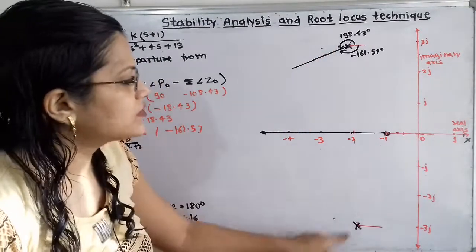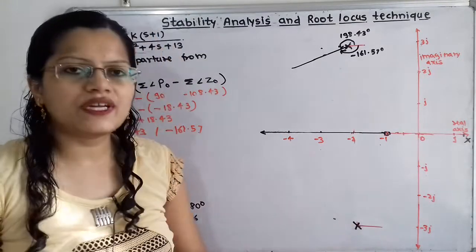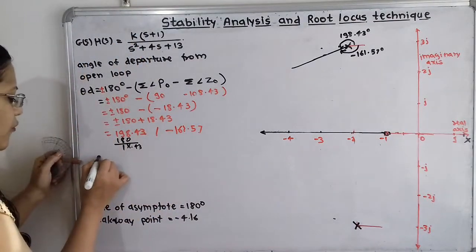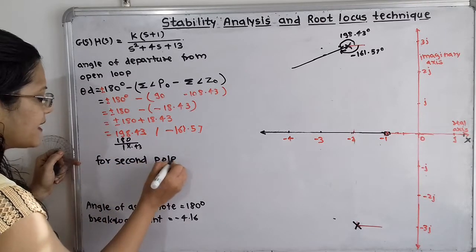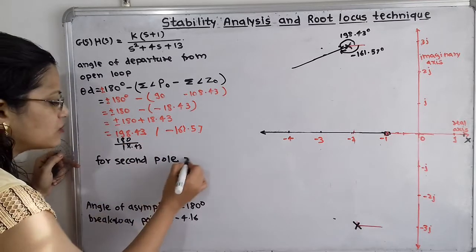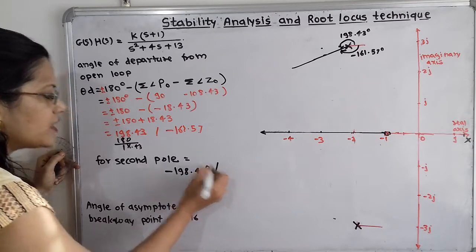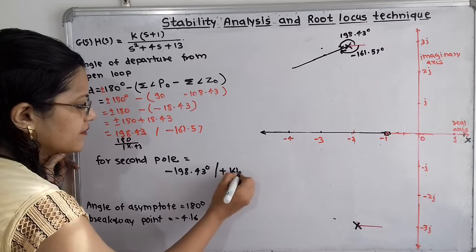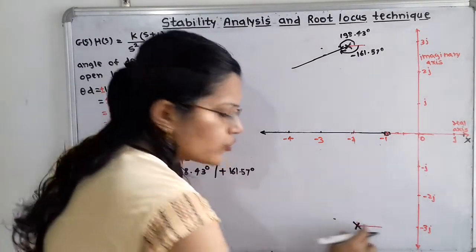Now in the same way, we have to select the angle for the second pole. Now these two poles are symmetric about the real axis. So for this pole we have to just opposite the sign. That means for the second pole, for this plus 198 we have to select the angle minus 198.43, or for this minus 161 we have to take plus 161.57 degree. So again we will take here one horizontal line.